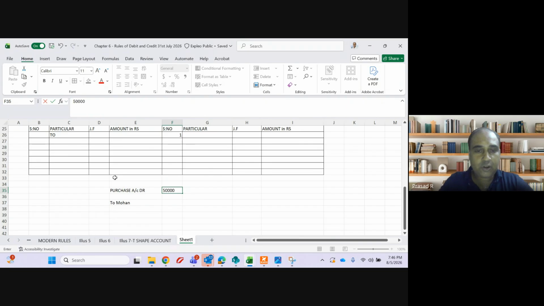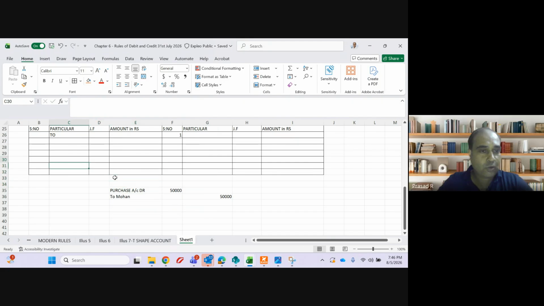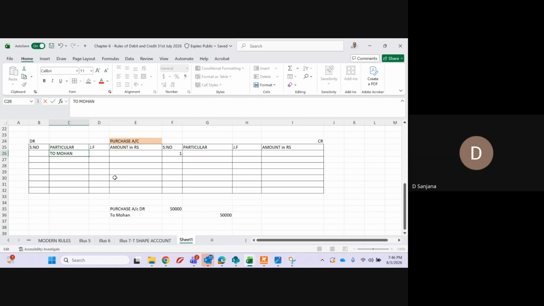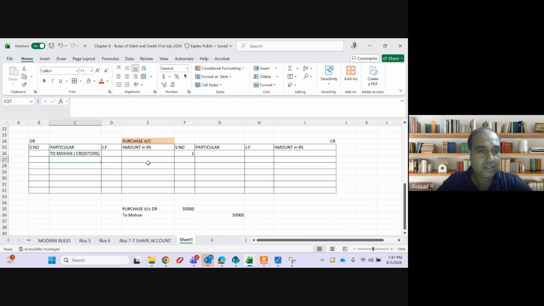Purchase account is debited or credited, guys? Debited, sir. Because of whom it is debited? Because of Mohan, creditor. So on the debit side I will mention "To Mohan." Mohan, creditor. So in one account, it will go on the debit side; in another account, it will go on the credit side. Clear, guys? Yes, sir.